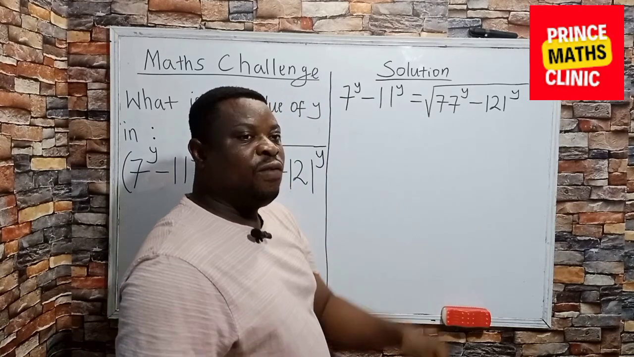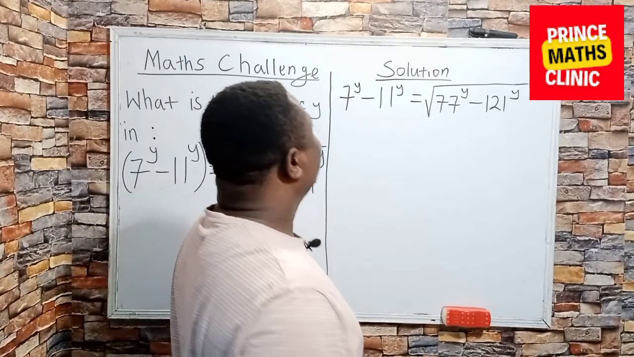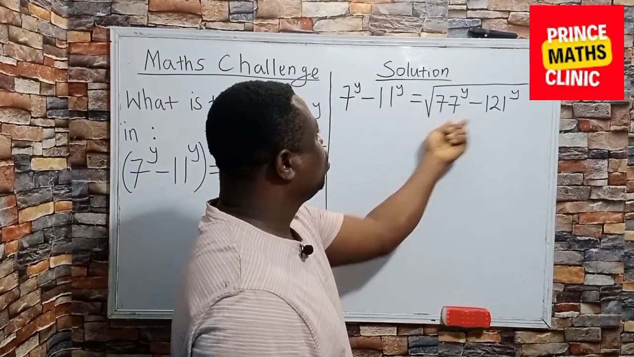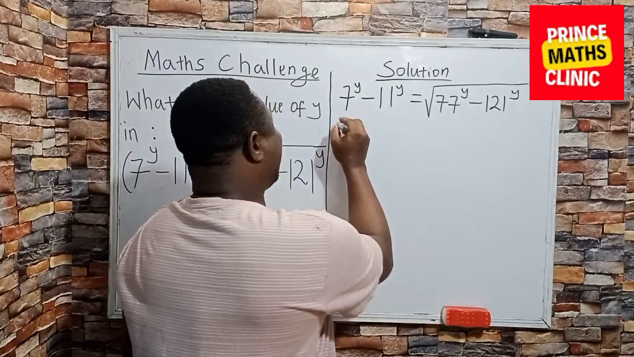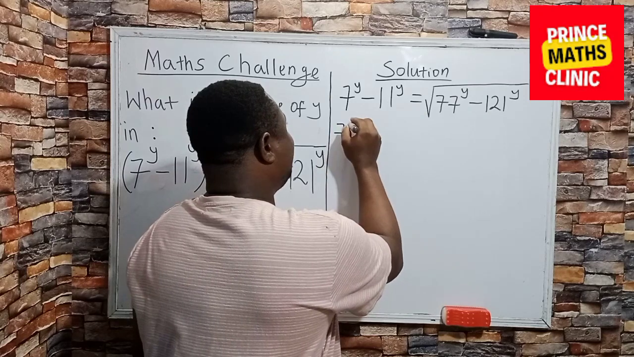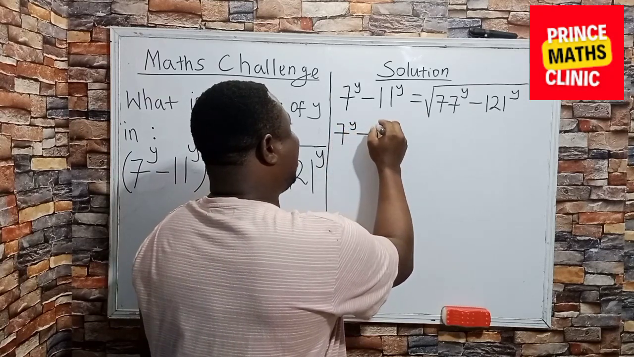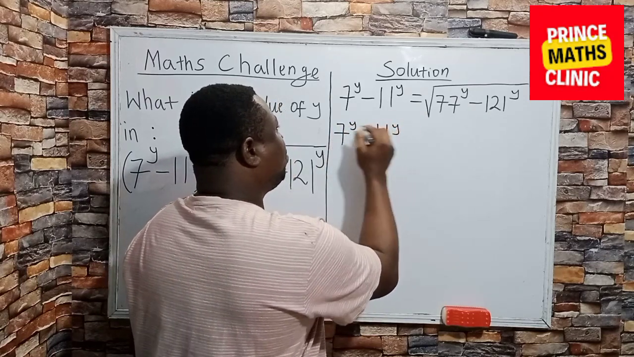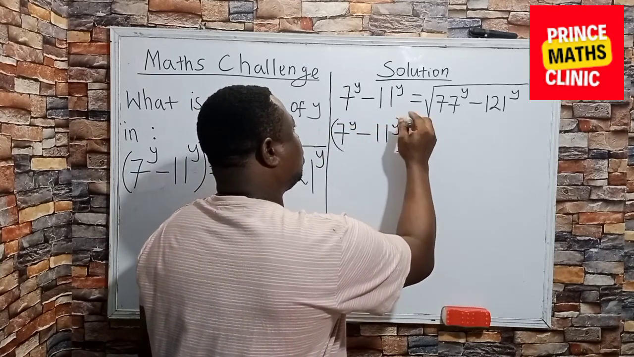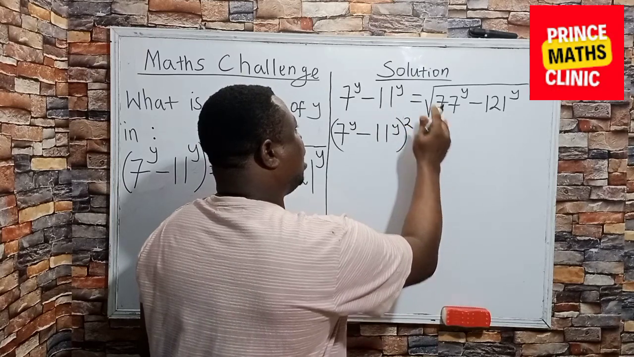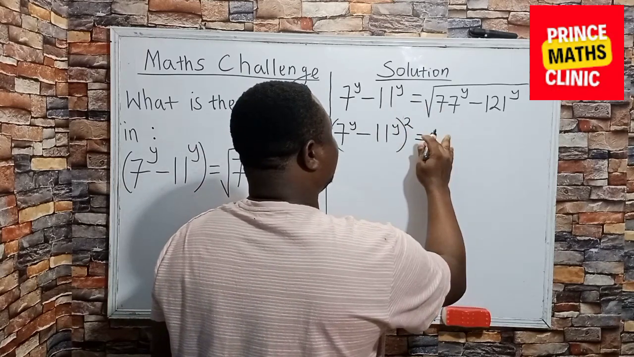I will put down my question first. Now, the first step to take to remove this root is to square both sides. So, doing that, this will be 7 to the power of y minus 11 to the power of y. Then I'll square this side, then I want to square this side as well.